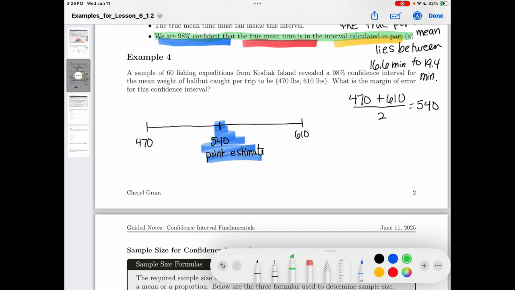Now we need to find our margin of error. That's the distance that comes out to the lower and the upper bound from the center. To find that, I'm going to take 610 and subtract 540. That will give us a distance of 70. And then when I take 540 and subtract 470, we get 70 again, which we should get because 540 is in the center. So our error is 70.